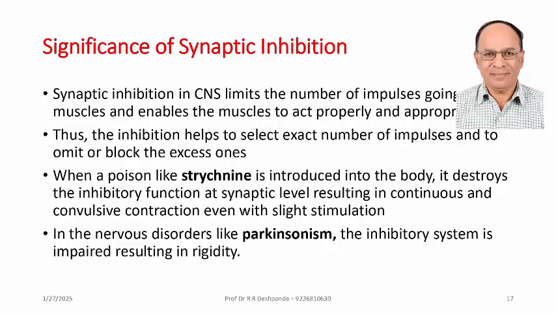Strychnine is a poisoning by a typical poisonous herb. Strychnine is a poison. What is that doing? That is destroying the inhibitory function, and so twitching will start. When patient eats strychnine, poisoning will be there, the cramps will be there, muscle cramps. Why? There is no inhibition. Then in nervous disorder like Parkinsonism, the inhibitory system is impaired, resulting in the rigidity. So there are two cases they have mentioned. So you please write down significance of synaptic inhibition.